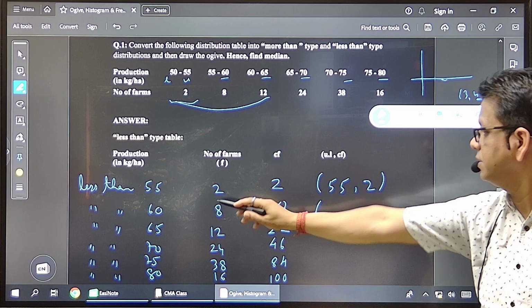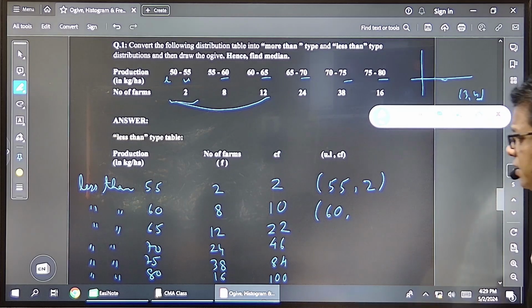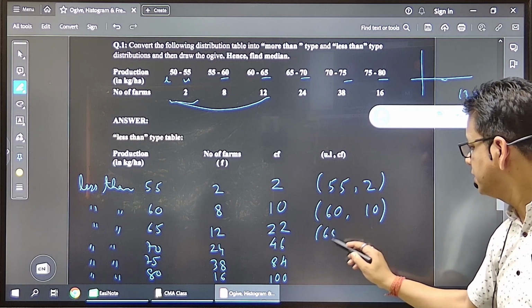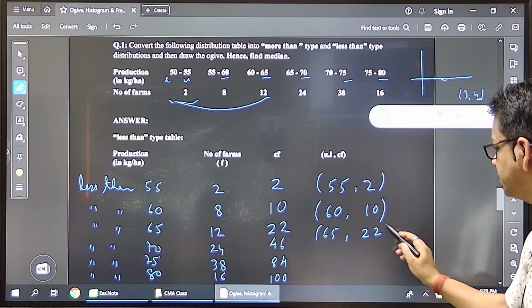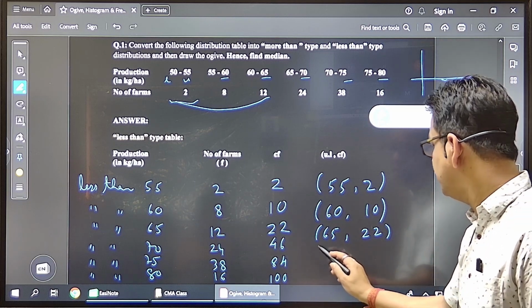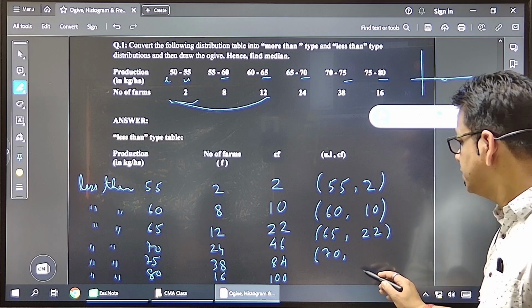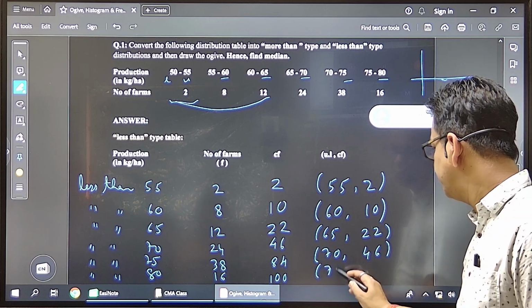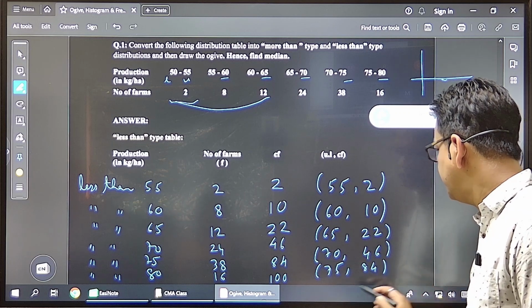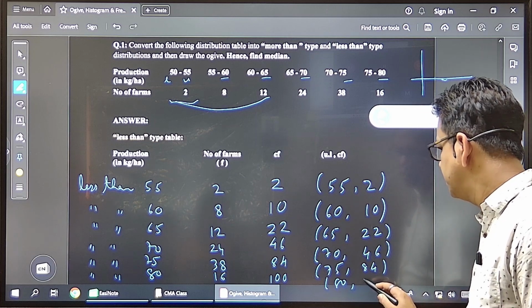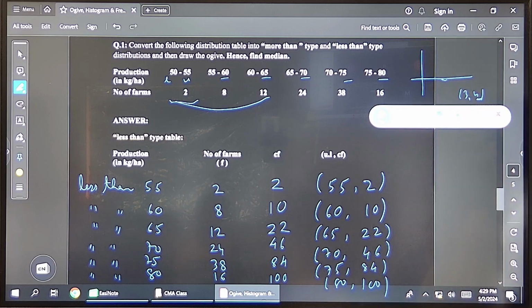So the upper limit is here 60, then the CF is 10, upper limit is 65, the CF is 22. So we just make the ordered pair, and then upper limit is, what is here? 70, right? 70, comma, 46, right? Then the upper limit is 75, here it is 84, and then upper limit is 80, and then this one is 100. So we got the ordered pairs, which we'll be plotting in the graph shortly, right?